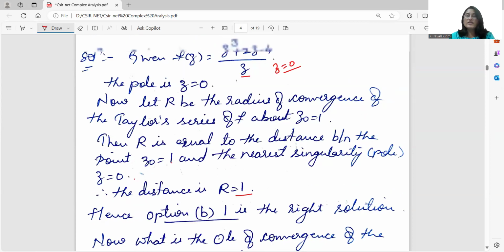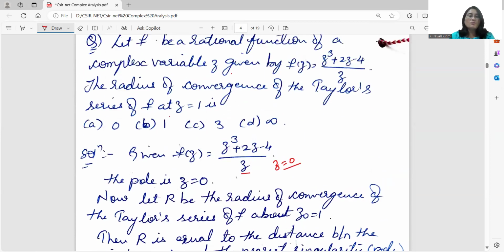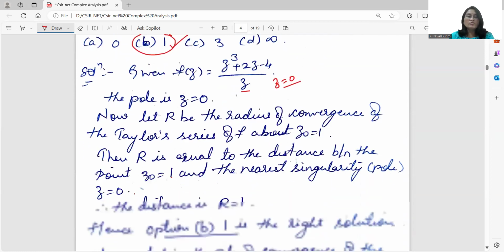And if we get back to the options, you see that option B has the same solution. That is, B equals 1 is the right answer for this problem.